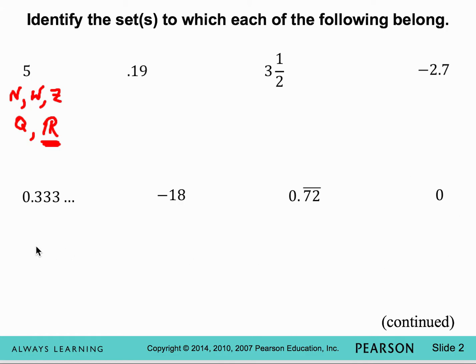They're all real numbers. Okay, 0.19. It's not a natural number, right? When you're counting, you never say 0.19. It's not a whole number. It's not an integer. But since it is a decimal that terminates, in other words, this is the same thing as the fraction 19 over 100. So it's a rational number. And of course, they're all real numbers.